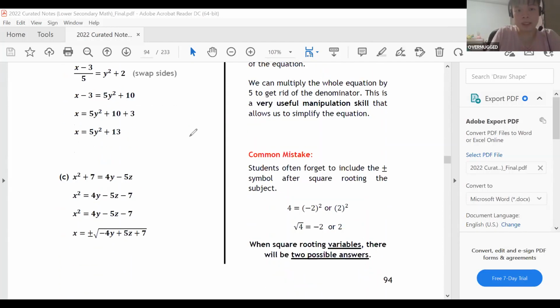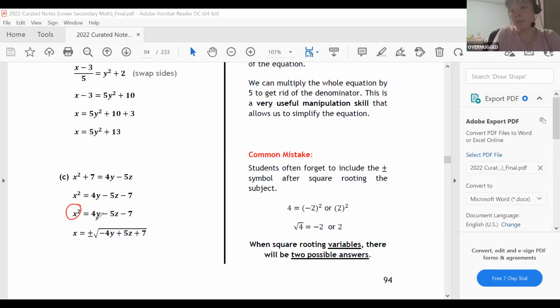Then let's look at the last example. For your C, I want to make x the subject. So this is extra, I move the 7 across and I get -7. Okay, and over here, is there anything else? Oh, there's repeated steps here.